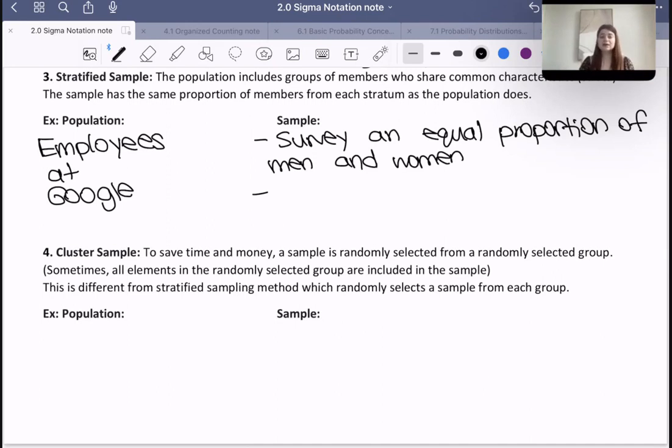The next one is a cluster sample. So a cluster sample is a sample that's there to save time and money. A sample is randomly selected from a randomly selected group. Sometimes all elements in the randomly selected group are included in the sample. And this is different from a stratified method, which randomly selects a sample from each group, right? They select a sample from each group. Here we're going to go ahead and randomly select a group and survey everybody in that group.